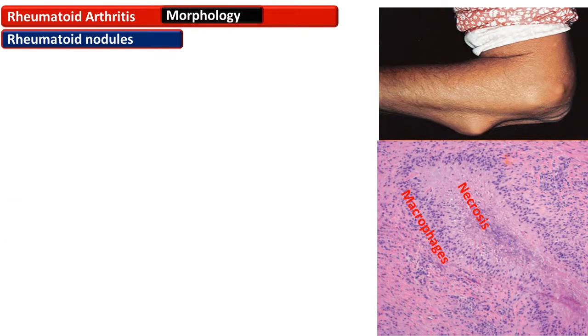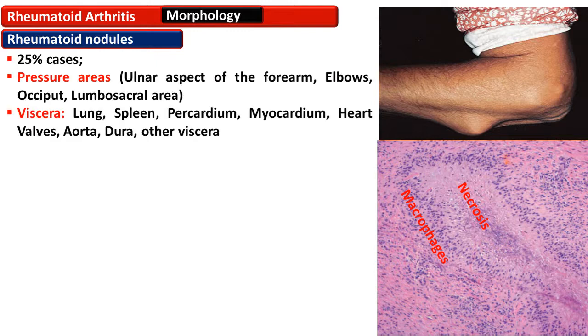Another feature of rheumatoid arthritis is the presence of rheumatoid nodules, which are present in 25% of the cases. They are frequently present on pressure areas such as the ulnar aspect of the forearm, elbow, occiput, and lumbosacral area, though they are recorded in the viscera also, such as lung, spleen, pericardium, myocardium, heart valves, aorta, dura, and other viscera.